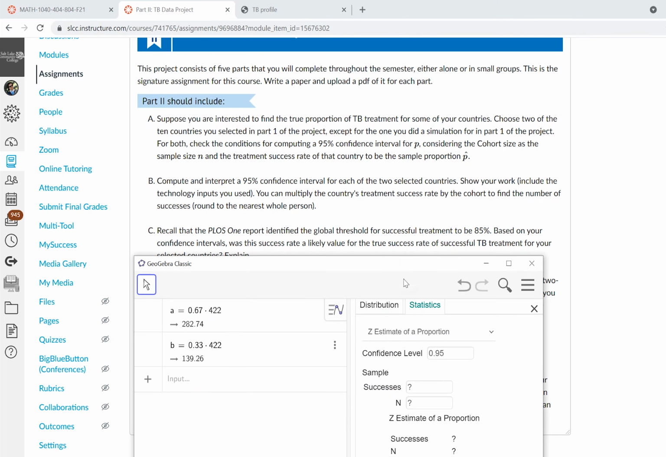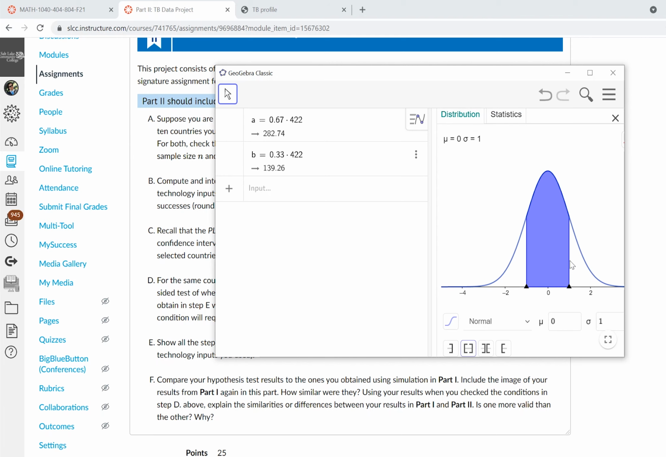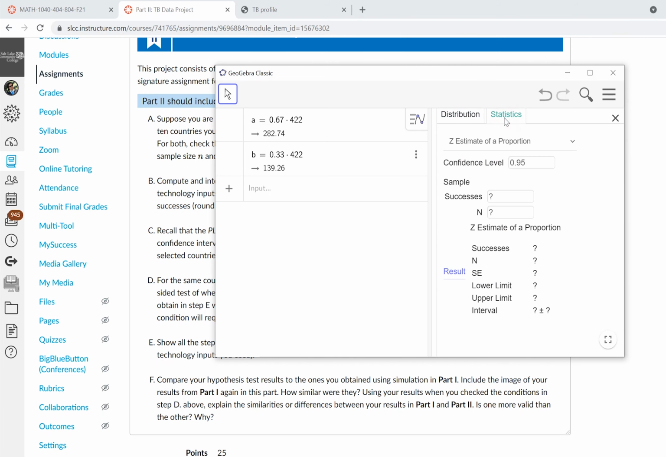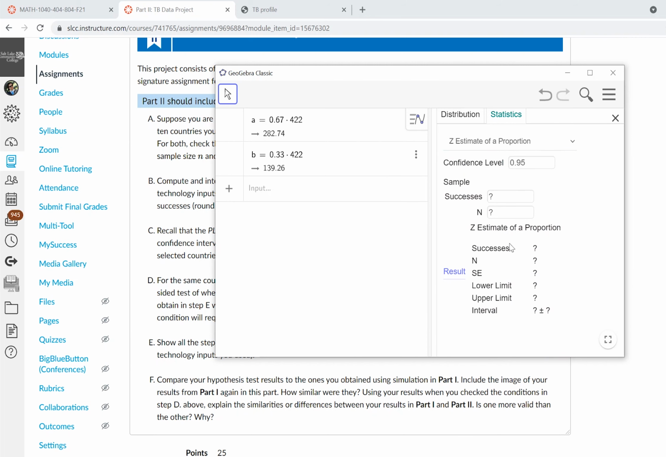When you're in GeoGebra, we will have a section here in the statistics section. If you go to the probability calculator that brings up the normal curve and you click on the statistics tab, you can then select Z estimate of a proportion to come up with a confidence level and confidence interval for the values in question. For example, here for Czechia, I want to make a 95% confidence interval, so I'll keep this as 0.95.